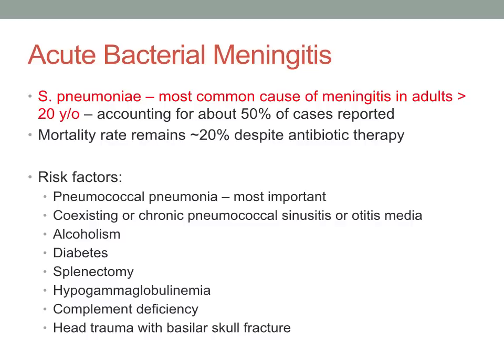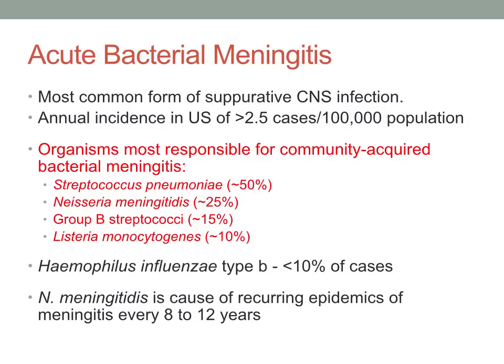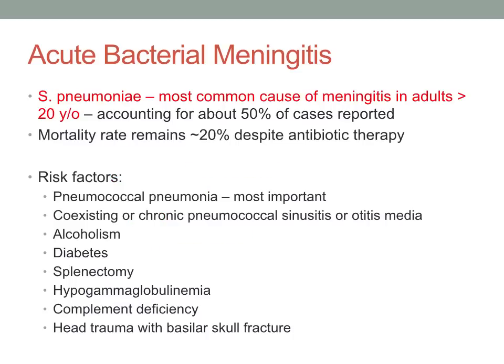Strep pneumo is the most common cause of meningitis in adults. If you looked at the previous slide, I'll go back, you can see that it accounts for about 50% of the cases there. So strep pneumo is the most common. It accounts for, like I said, 50% of cases. Mortality rate is around 20%, even with antibiotic therapy. So this is why it is so important that you recognize this and get antibiotics on board.